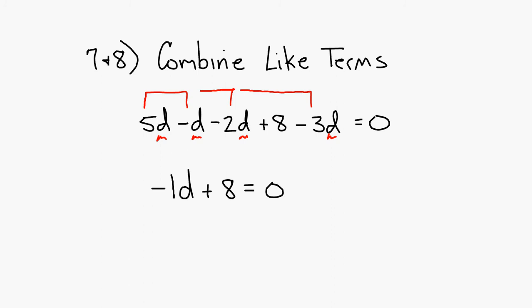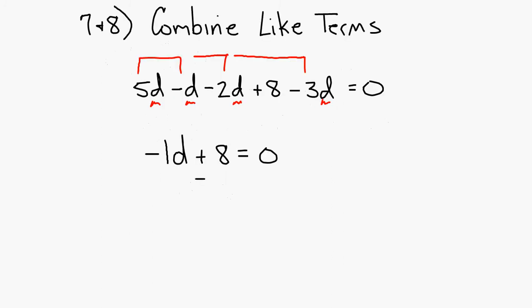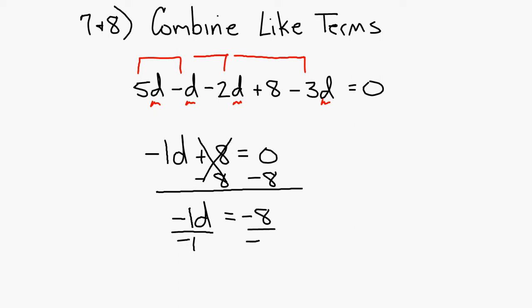Another simple problem, but it gets missed a lot because this step gets forgotten: subtracting 8 from each side. So now your 8's cancel. Your negative 1d is equal to negative 8. And you practiced these this week as well. So divide both sides by negative 1. The negative 1's cancel, and d is equal to 8. All right, 2 more.